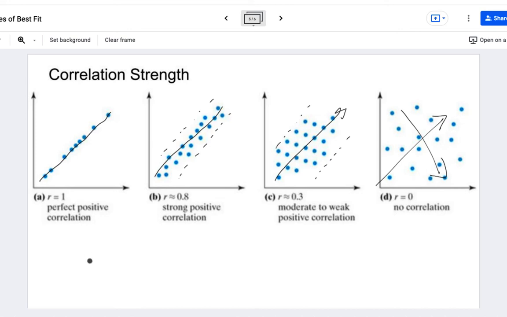So when we talk about the correlation of a scatter plot, it's either positive, negative, or no correlation, and also the strength: perfect, strong, moderate, or weak.